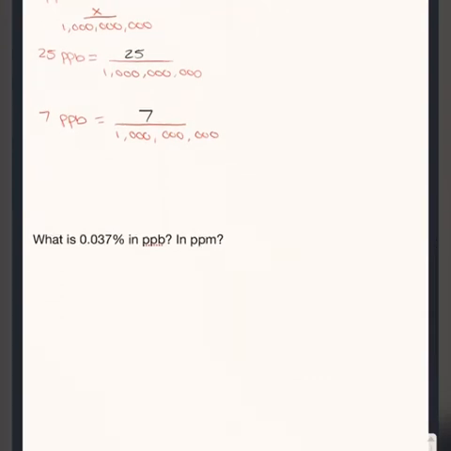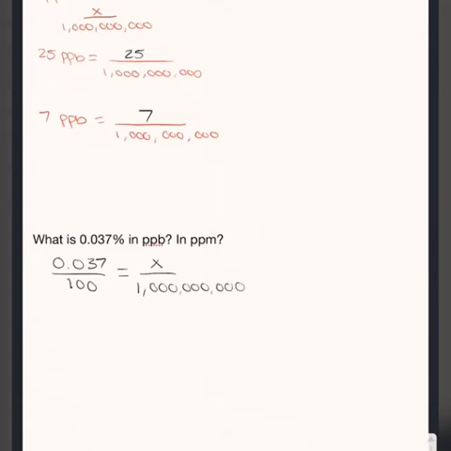So it's asking us to convert 0.037% to both parts per billion and parts per million. So let's start by putting this percentage into a fraction. And since it is a percentage, we know that it'll be over 100. So that gives us 0.037 over 100. And if we're looking for this in parts per billion, then we're just going to have X over our 1 billion.